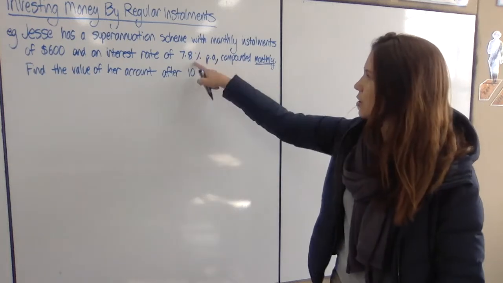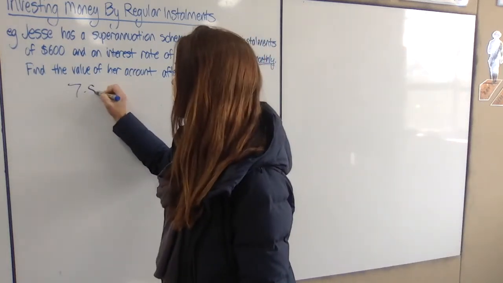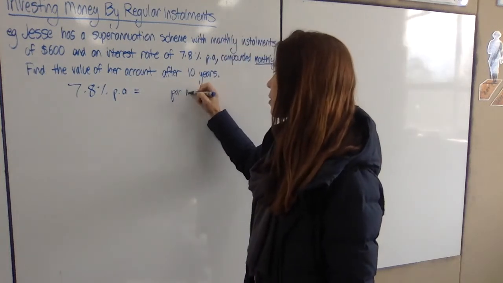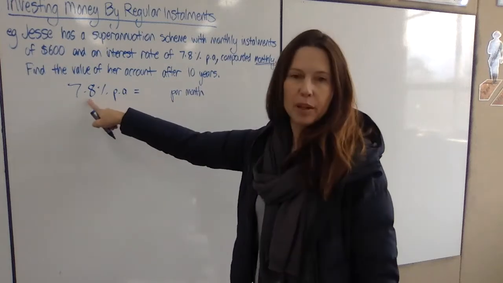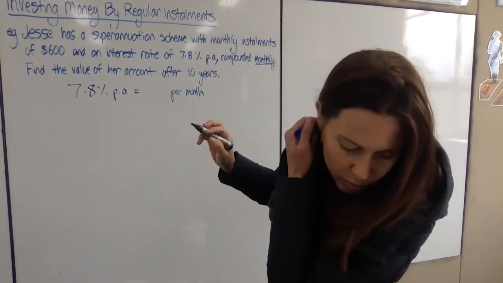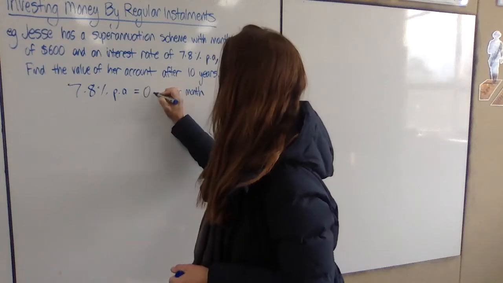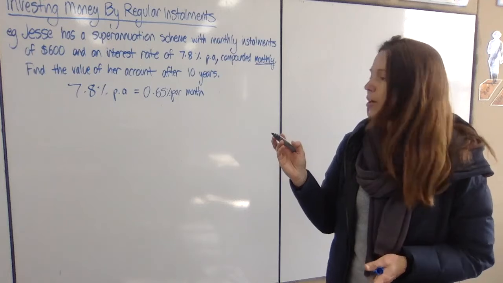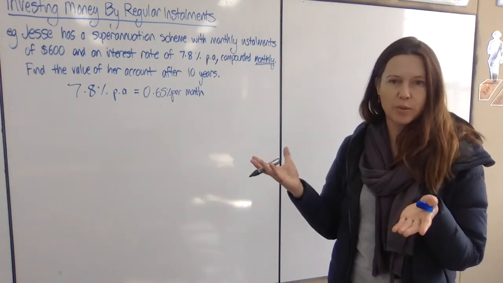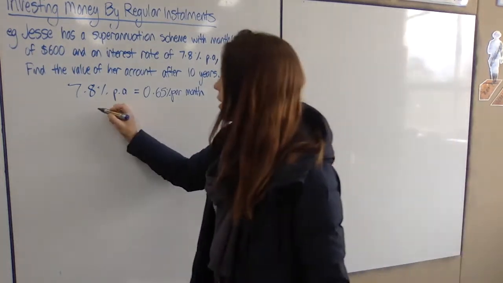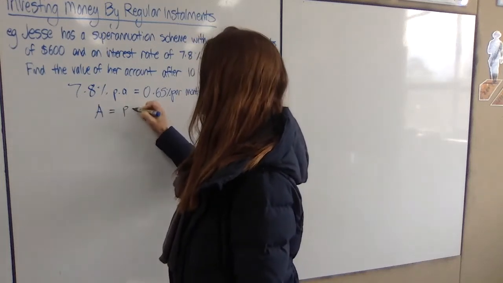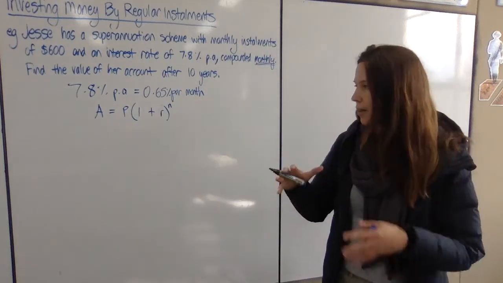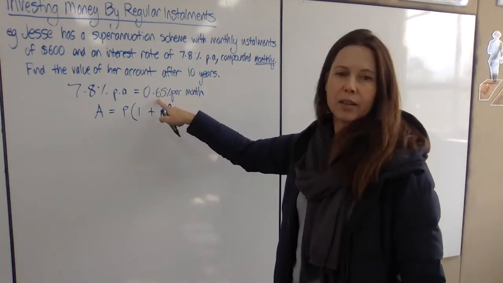All right, the first thing to do, let's deal with this interest rate. 7.8% per annum is how much per month? Well, we need to just divide this by 12. And when we divide it by 12, we get 0.65% per month. Now, think of what we're going to do with this. We need to work with the whole concept of compound interest. And remember, our compound interest formula says we take the principal, we do 1 plus the rate, and we raise it to the power of n.